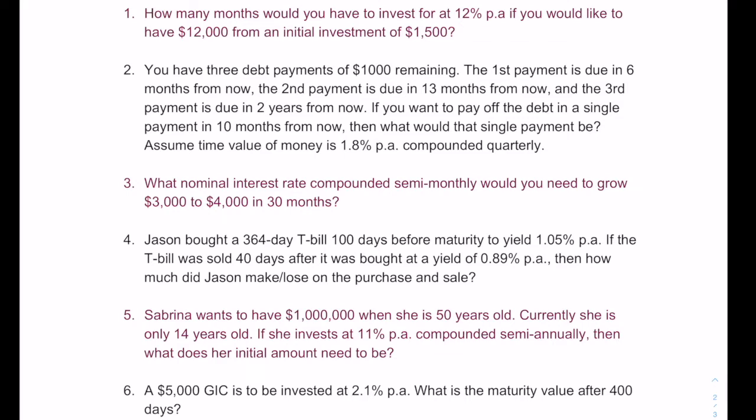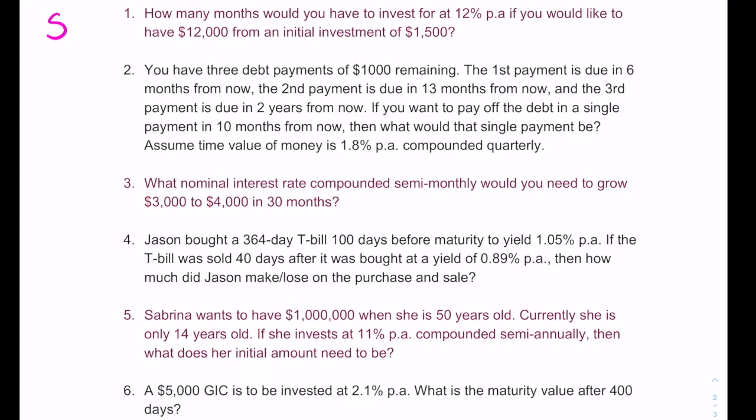The biggest key is you have to see compounding somewhere in the question. Somebody has to tell you, right? Are you doing compound or not? So as I read this entire thing, I see no compounding. So this right away is a simple interest type of question. So I'll put S for simple interest here.